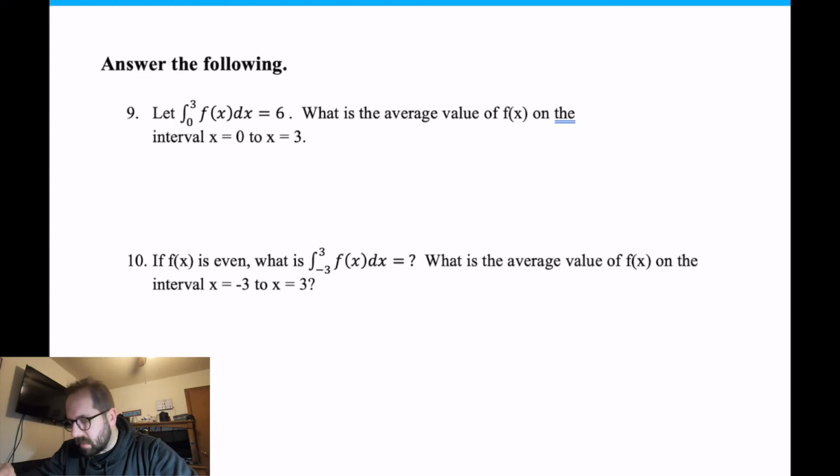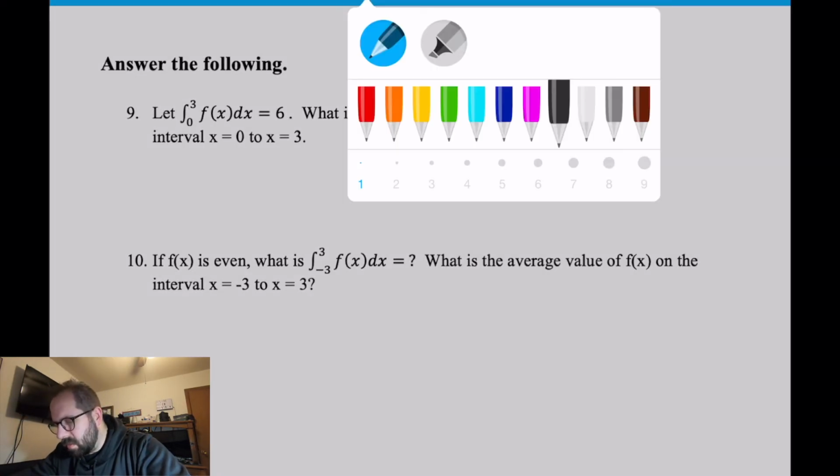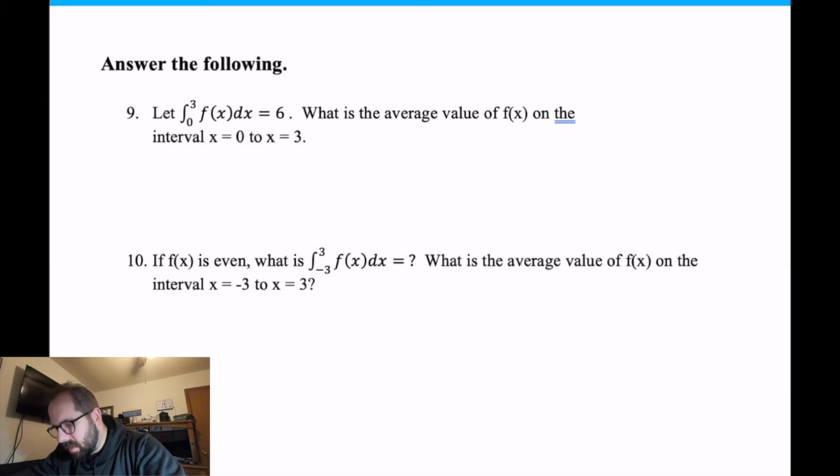So again, to find an average, you take the upper and lower boundary and you subtract them on the bottom of your fraction. That finds the spacing between the columns, and then you put that in front of your integral.